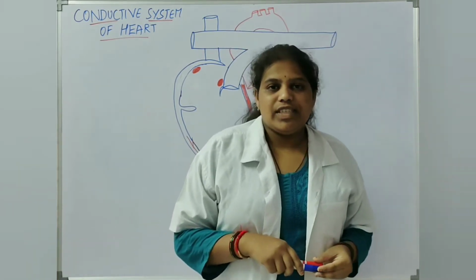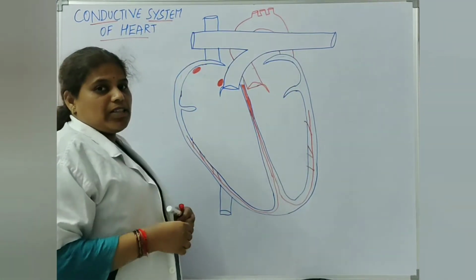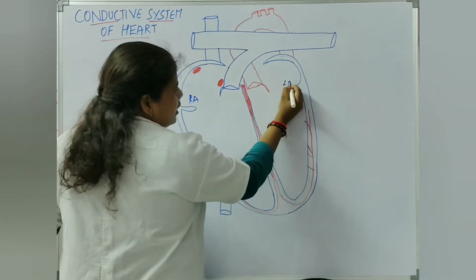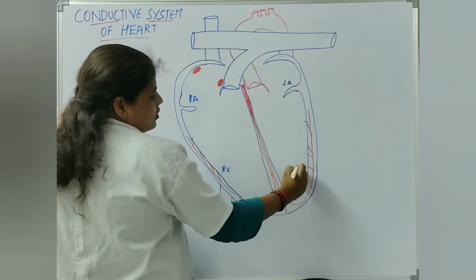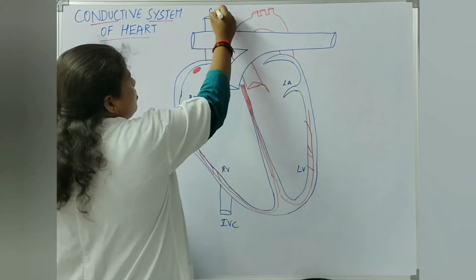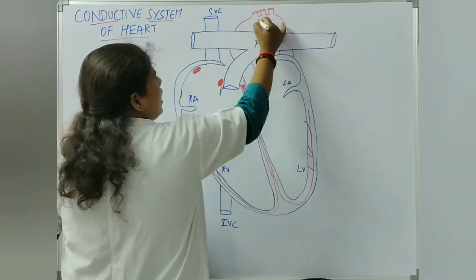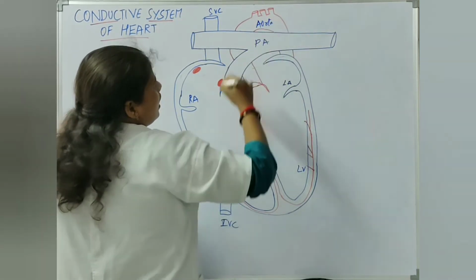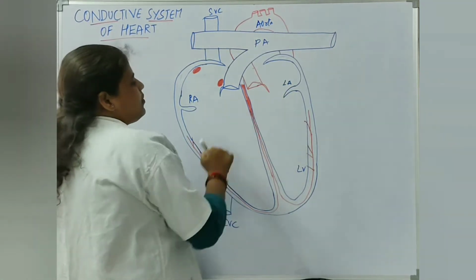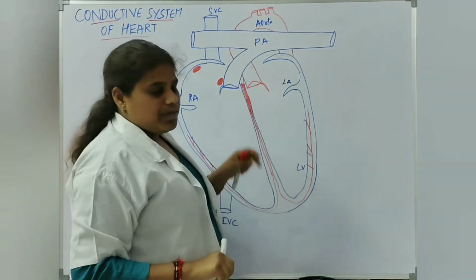Before going to the conductivity system of a heart, we have a quick revision of the structure of a heart and what the parts of a heart are. We have a right atrium, left atrium, right ventricle, left ventricle. This is the inferior vena cava. Here we have the superior vena cava. This is the pulmonary artery, and here we have the aorta, which is the largest artery in our body. And this is the tricuspid valve. Here we have the bicuspid valve. This is the pulmonary valve, and this is the aortic valve.